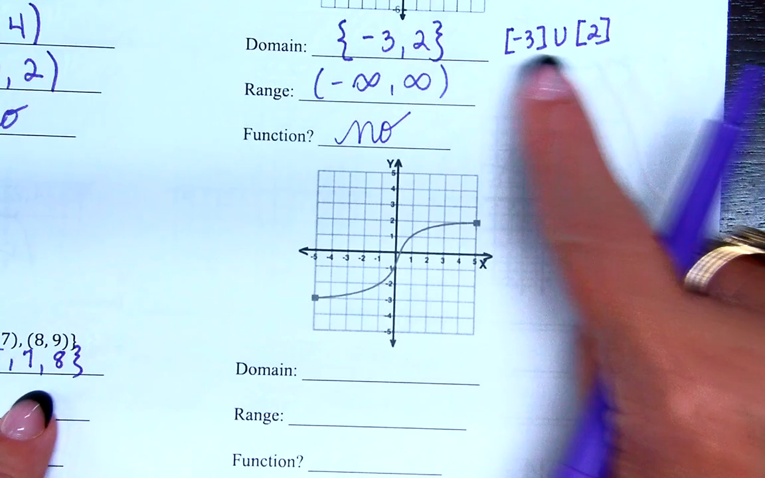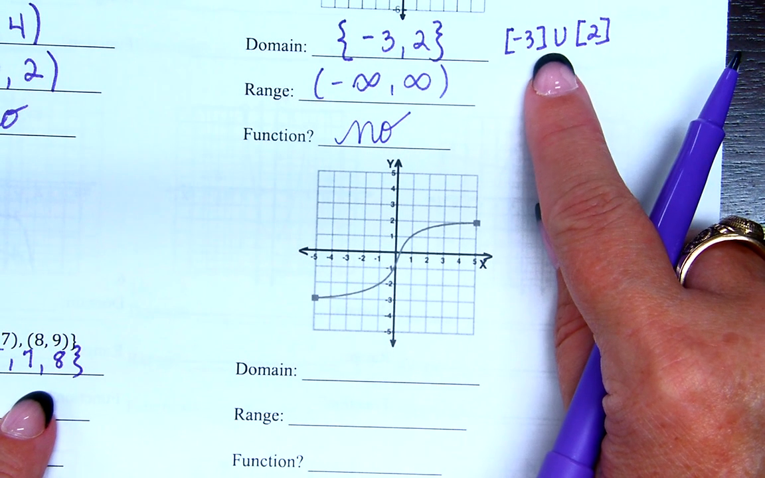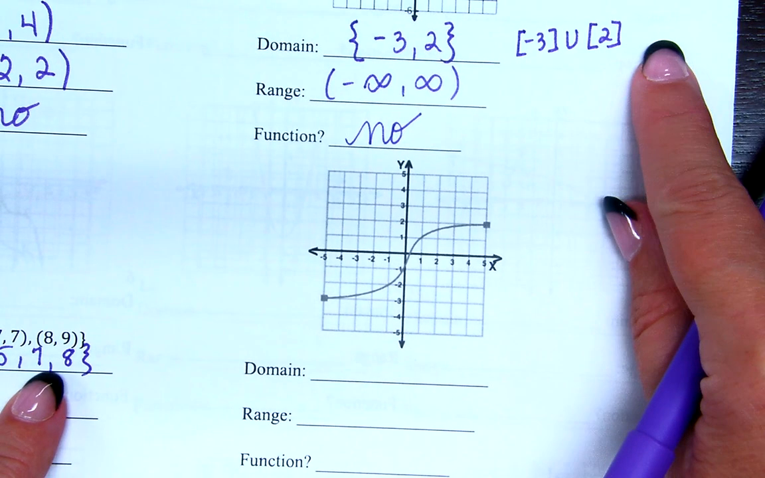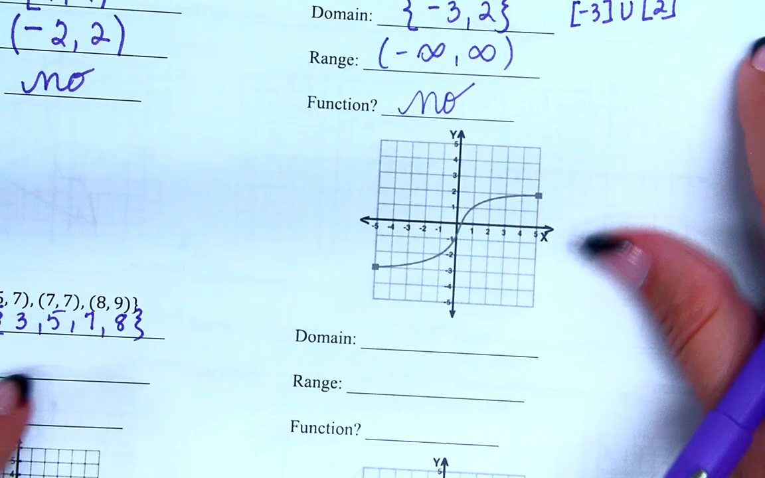Do you see why I don't want to write it this way this time? Because it would be this with the 3 and this with the 5 and another U and this with a 7 and another U and this with an 8. No, no thank you.